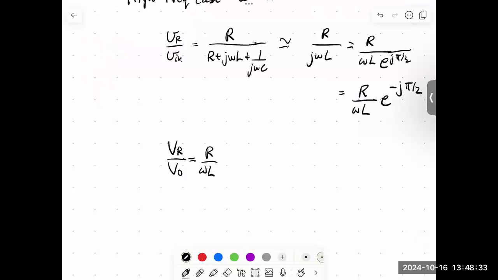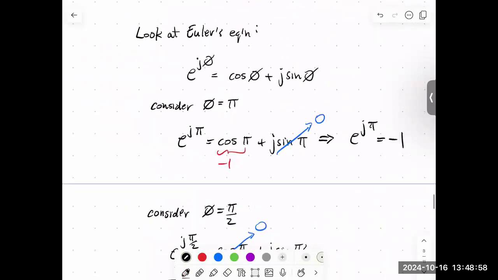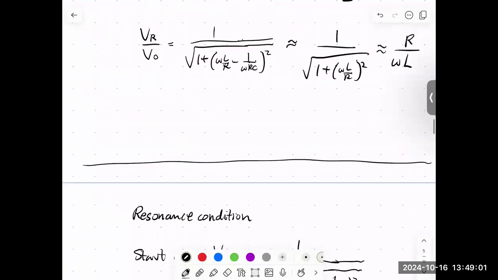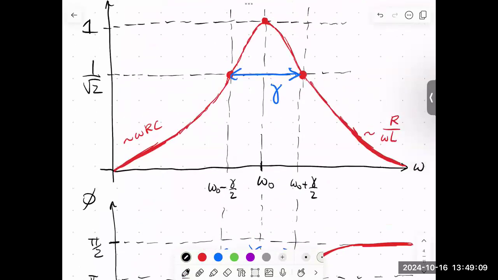And we would end up here with e to the minus j phi has to be equal to e to the minus j pi by 2. And so phi has to be pi by 2. And so what we get at high frequency, so omega large, is the following. And if we go look at our plot, that's exactly what we drew. High frequency, pi by 2, and R divided by omega.